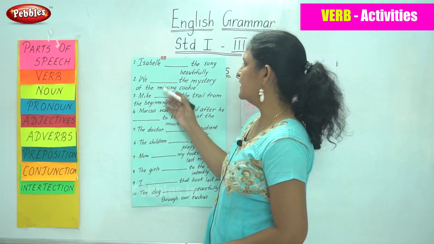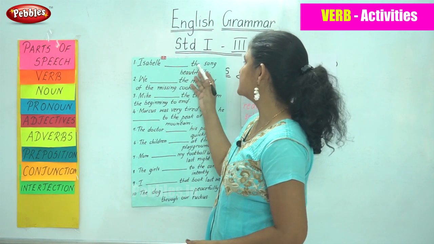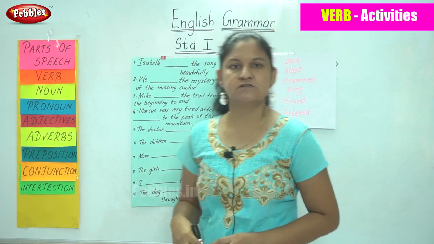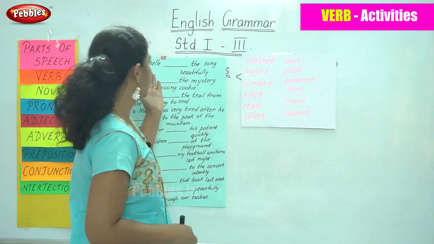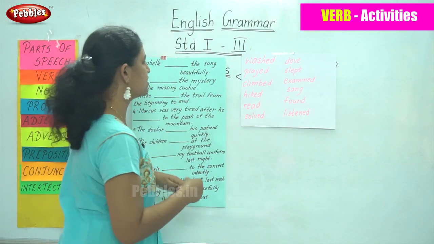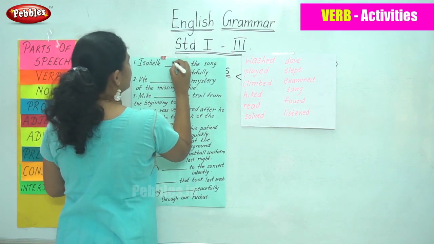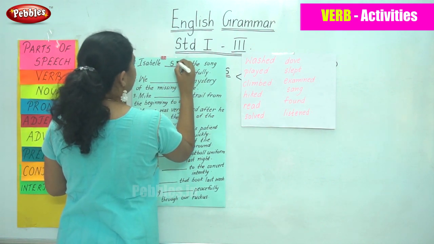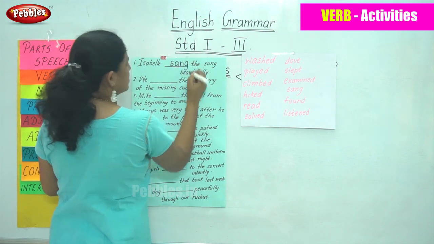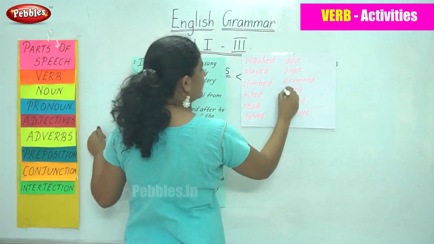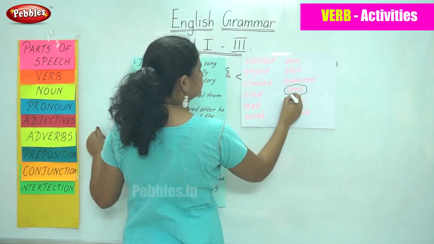So the first one, Isabel dash the song beautifully. So what do you do with a song? You sing. So Isabel sang the song beautifully. So I write the word sang, S-A-N-G. So Isabel sang the song beautifully, and I mark this word.